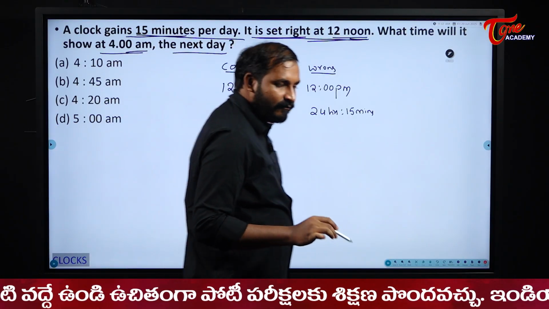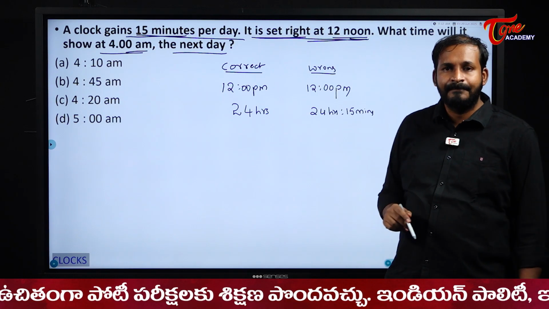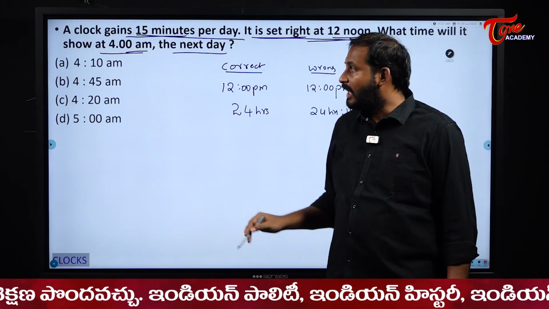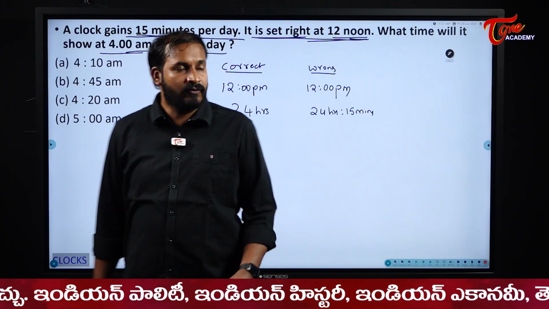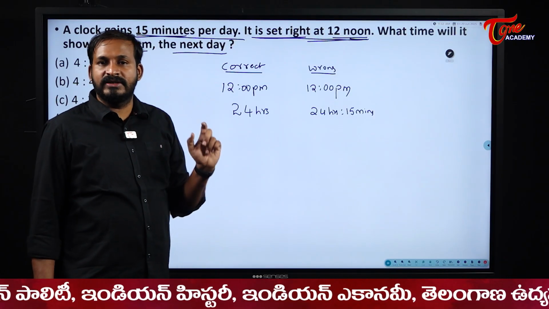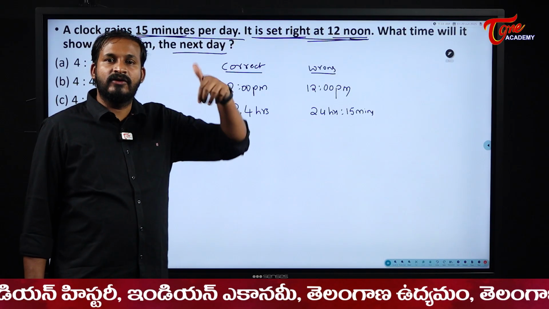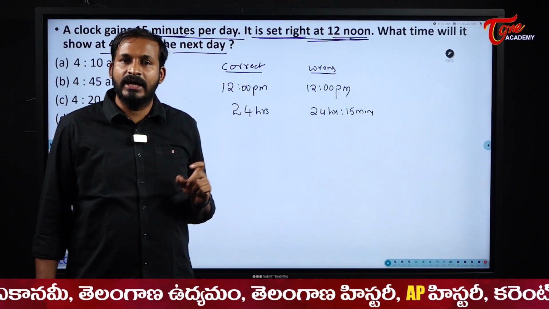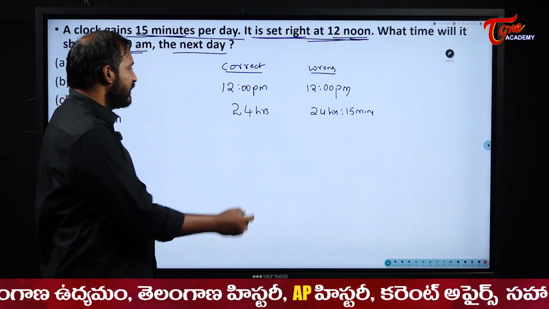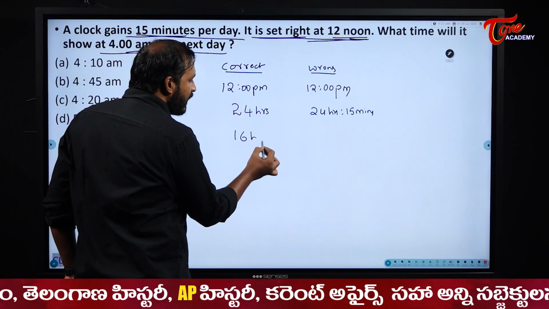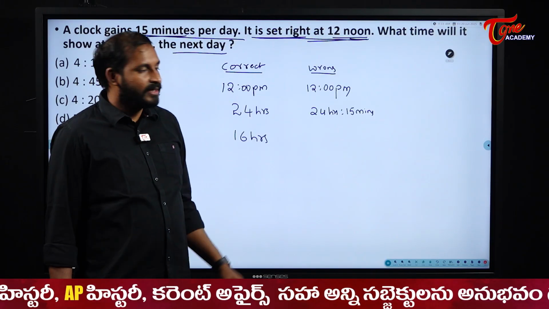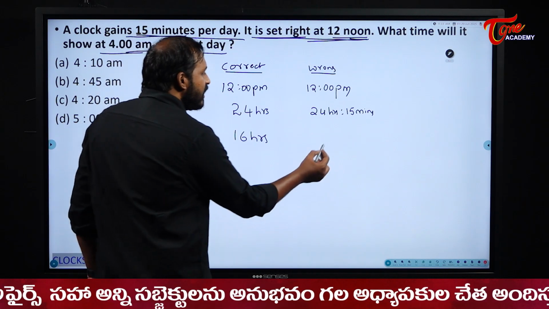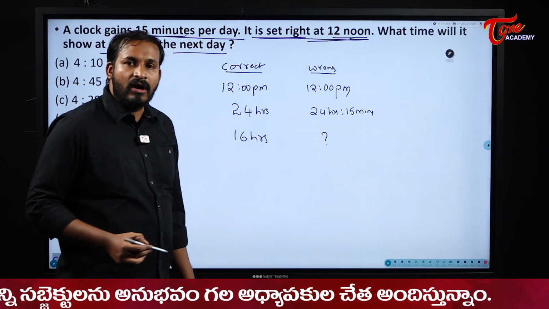Now tell me, are they asking us the wrong time or the correct time? What time will it show means my wrong clock will show at 4 a.m. the next day. See, 12 p.m. to 12 a.m., how many hours? 12 hours. 12 p.m., that means afternoon to midnight. From 12 a.m. to 4 a.m., how many hours? 4 hours. That means in my correct clock, 16 hours have passed. Now they are asking us how many hours will have passed in my wrong clock.